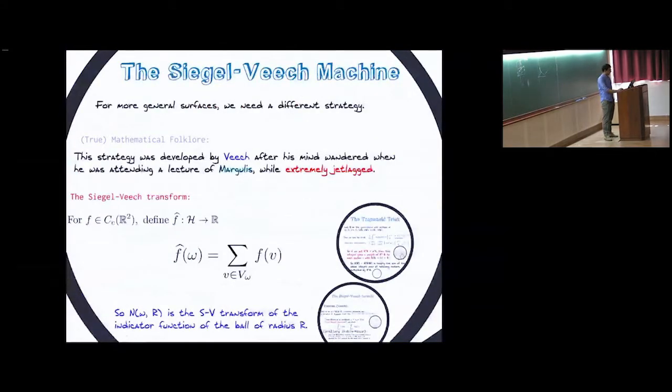Okay, so going back, I want to tell you how to evaluate this integral, and then we'll stop there. So f hat of omega is the sum of f of v over v in Lambda omega, this set of holonomy vectors. So Veech proved the following absolutely gorgeous formula. Suppose you have an SL2R invariant measure, and for every f in C_c of R2, f hat is in L1 of the stratum. Veech proved this for the Masur-Veech measure and for many other measures as well. Then he showed that the integral of f hat over the stratum is just a constant times the integral of f over R2.